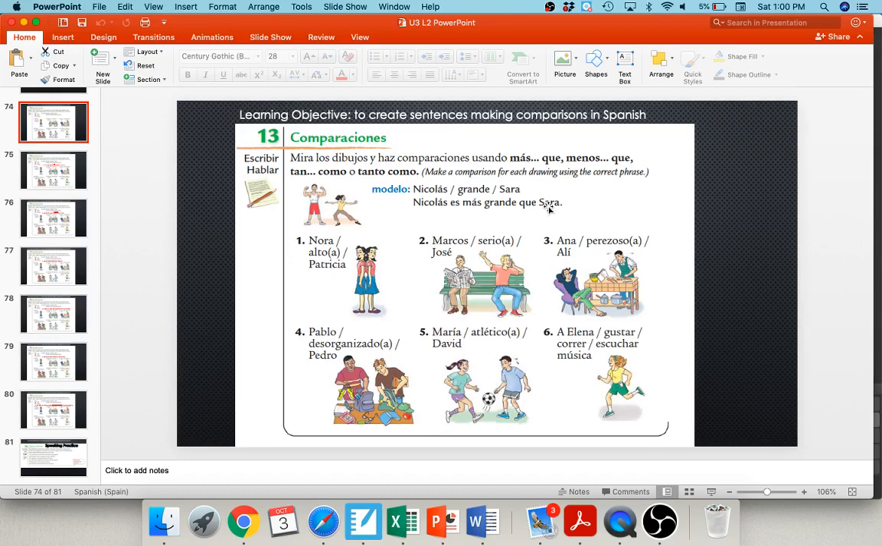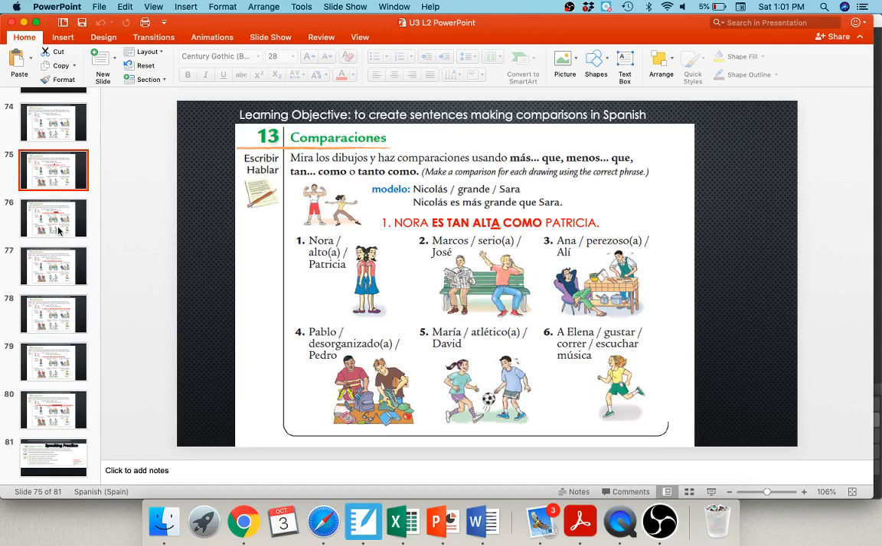Let's do another one. Number 1 tells us that Nora and Patricia are the two people we're talking about, with Nora being on the left, Patricia on the right. Our adjective here is alto, tall. So we're trying to say that Nora is either more tall than, less tall than, or as tall as. From the picture, it appears they're about the same height here. So we should say that Nora es as tall as. So we're using tan alta como. Notice we had to use alta here because this adjective agreed with Nora, the first person in our sentence. Nora es tan alta como Patricia.